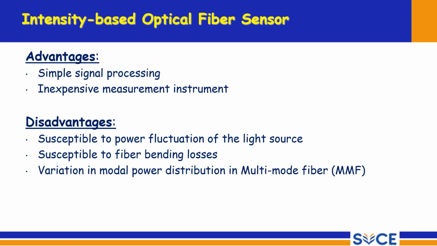So intensity based optical fiber sensors have these advantages and disadvantages. Advantages: simple signal processing, inexpensive measurement instrument. Disadvantages: susceptible to power fluctuation of the light source, susceptible to fiber bending losses. So variation in mode power distributed in multi-mode fiber, MMF. So that is multi-mode fiber.